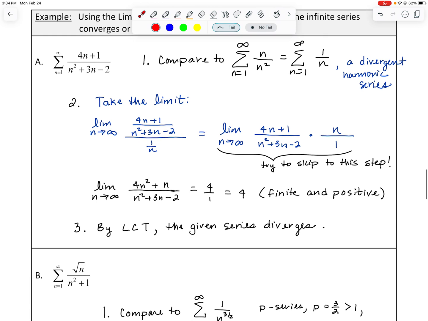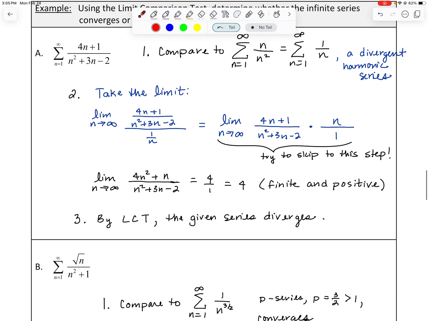Okay, so by the limit comparison test, your answer is going to follow what you compare it to. We compared it to a divergent series. So if we get a finite and positive limit at infinity, then our given series diverges. And conversely, if this converged, this would converge as long as we got a finite and positive number.